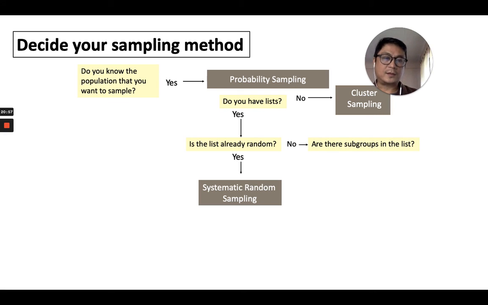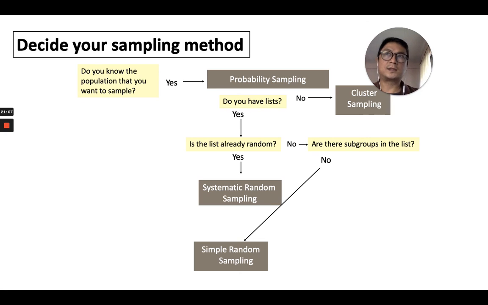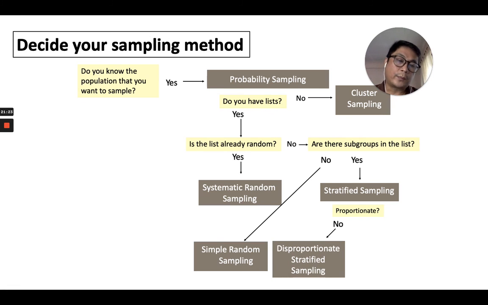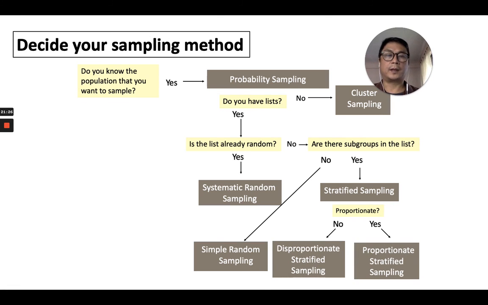If it's not, then you check. If the list is not already random, the next question is, are there subgroups in the list? Okay. If there are no subgroups in the list, then you go ahead and do simple random sampling. If there are subgroups that you are interested in that are part of your study, then you do stratified sampling. And then you may have to make a decision of whether you want to do proportionate or disproportionate sampling, depending on your research method, research problems and objectives.